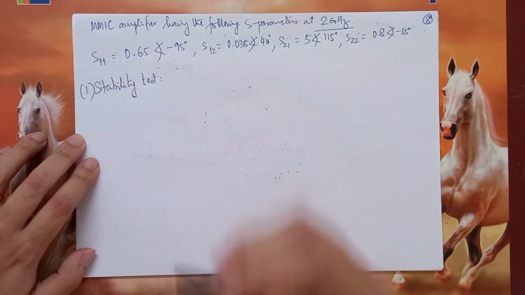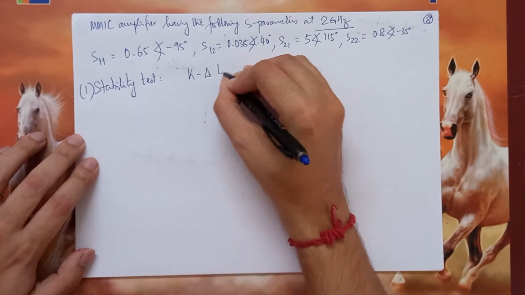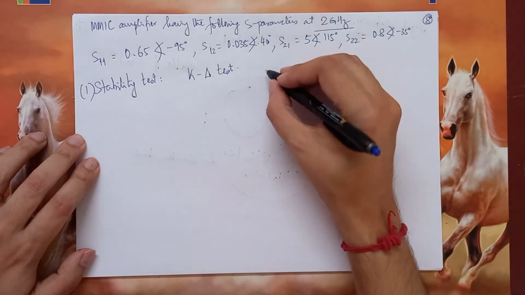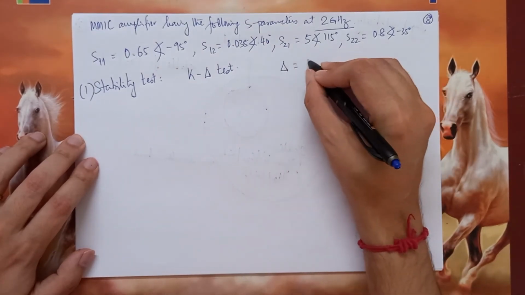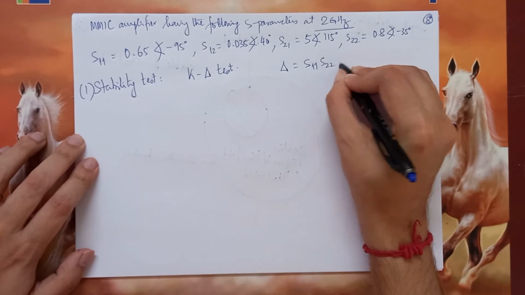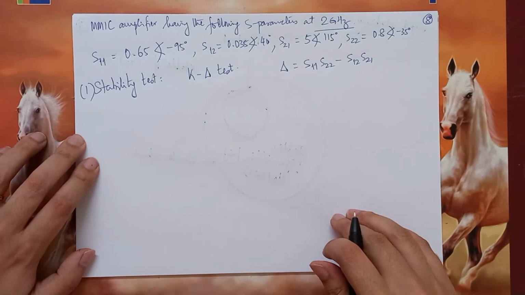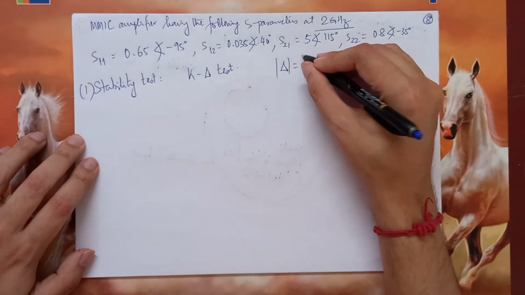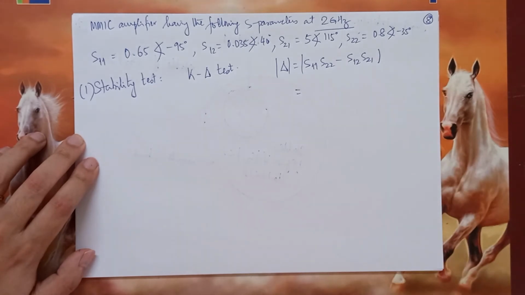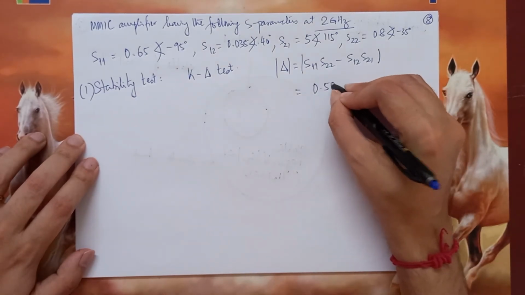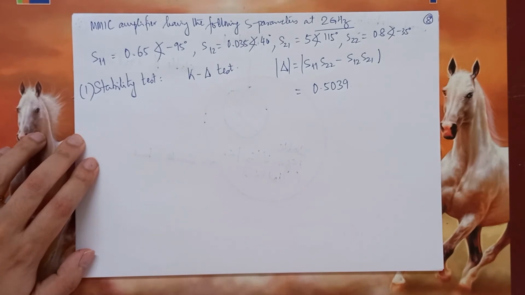Let's first do a stability test. Let's do the K delta test. So, delta is the system determinant, which is S11 S22 minus S12 S21. So, you can multiply this and find out the magnitude, and that comes out to be 0.5039. So delta is less than 1, which is a good thing.